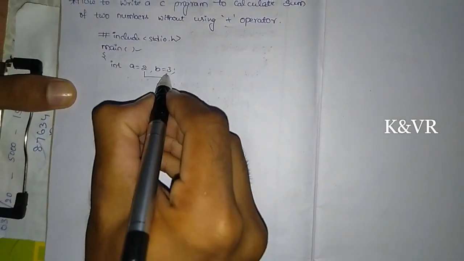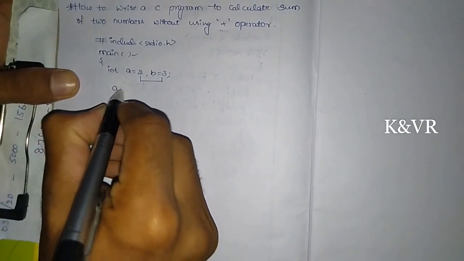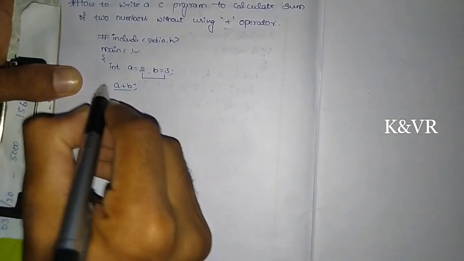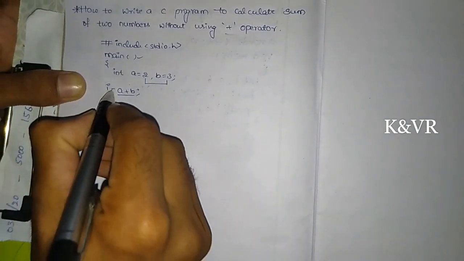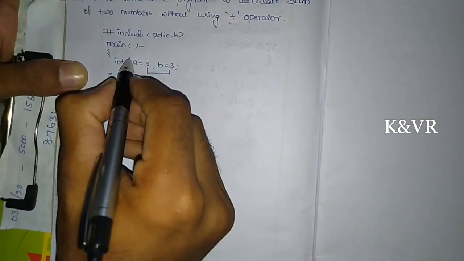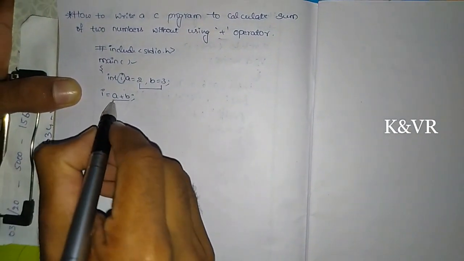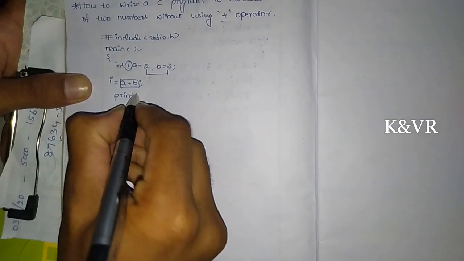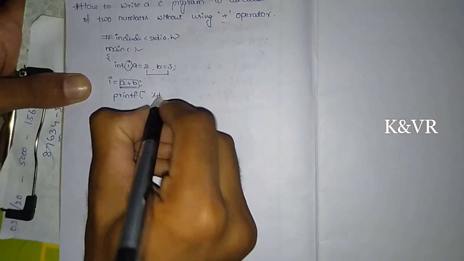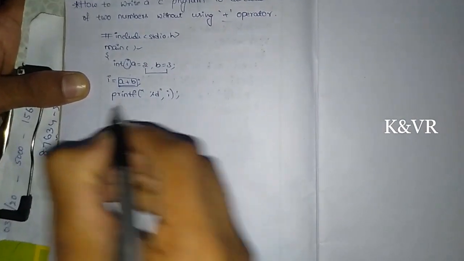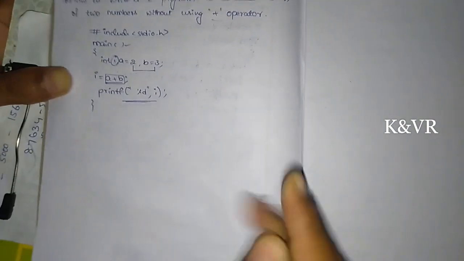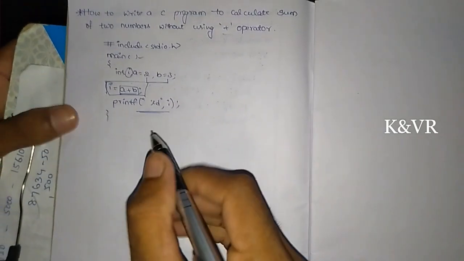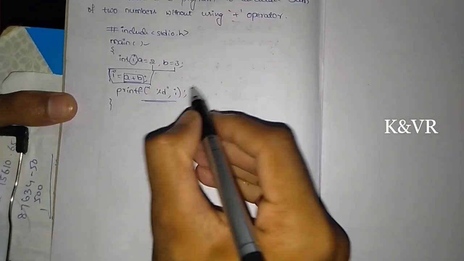Now to add these two values, we use a + b, and we will store this in another variable, like i. I am declaring a variable i to store this value. Now to print the result in printf, we use %d comma i. This will print the result. Now this is a very general logic. Now we'll use another logic to solve this problem.